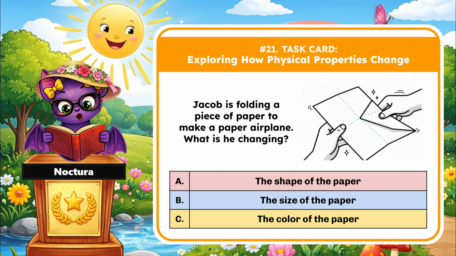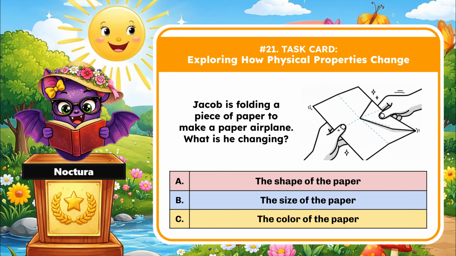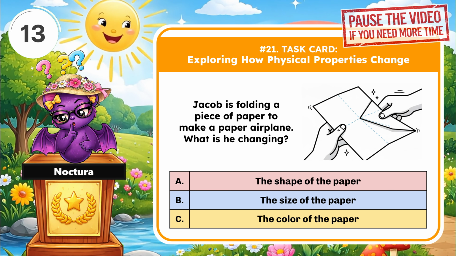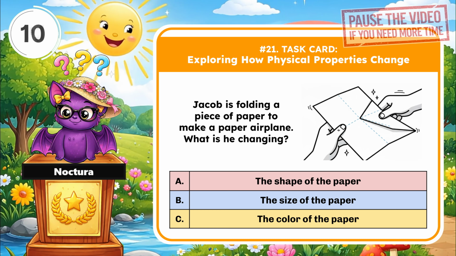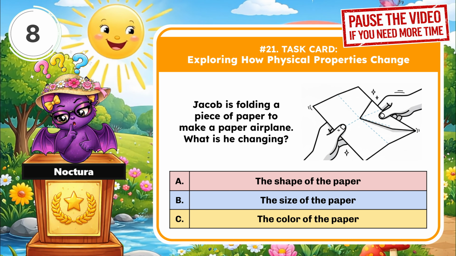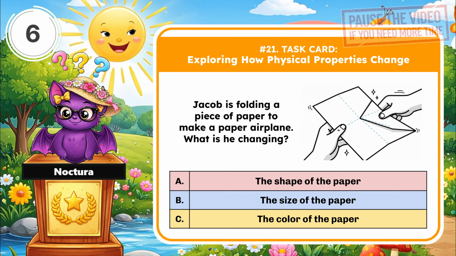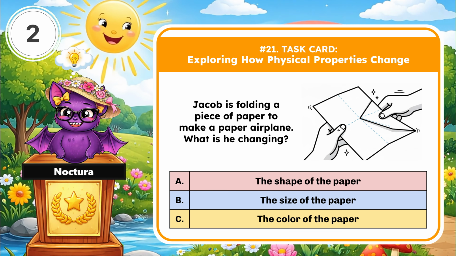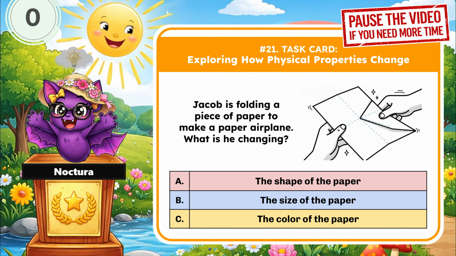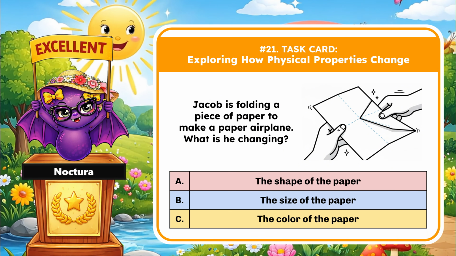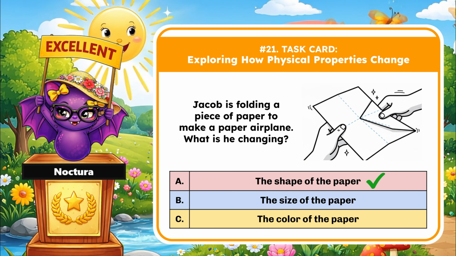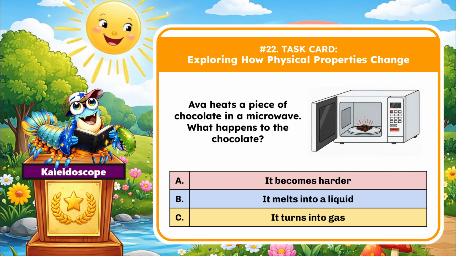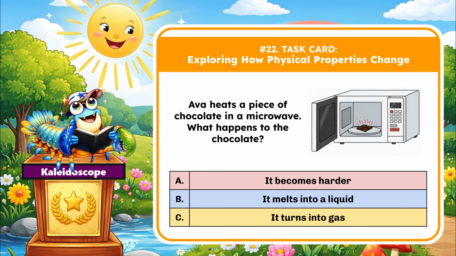Jacob is folding a piece of paper to make a paper airplane. What is he changing? And the correct answer is letter A, the shape of the paper. Ava heats a piece of chocolate in a microwave. What happens to the chocolate?